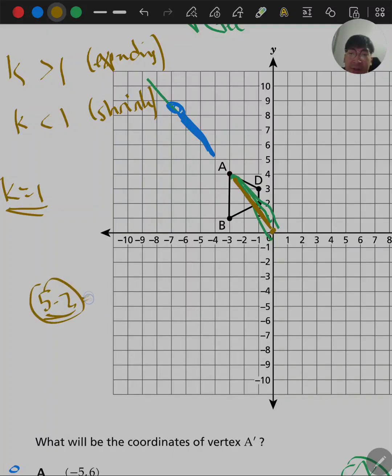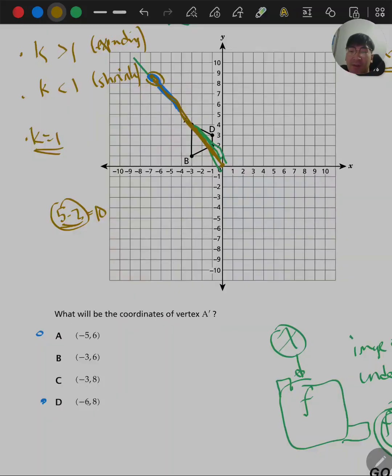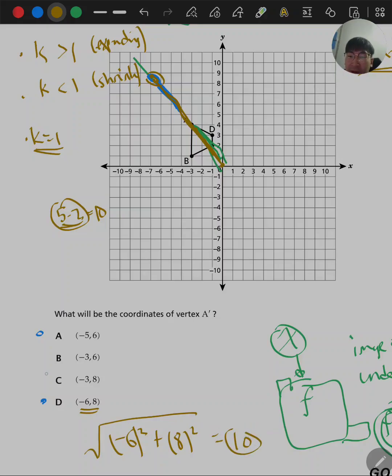after the dilation, this is going to be 5 times 2. It's going to be scaled, so the new distance is going to be 10. So it's going to end up somewhere here, and now you have to find the point which gives you a line segment of 10. Using the Pythagorean theorem, that's negative 6 squared plus 8 squared, and you take the square root of this. This is the square root of 100, which is equal to 10. It's going to be this choice.